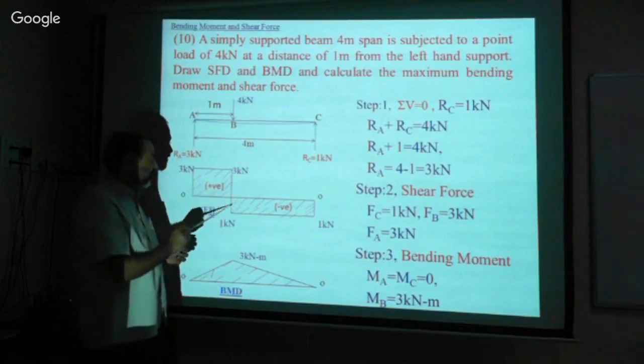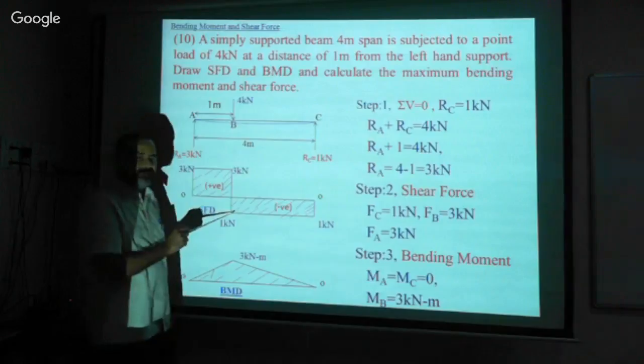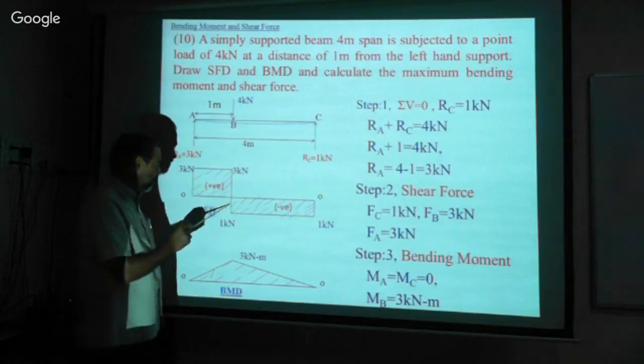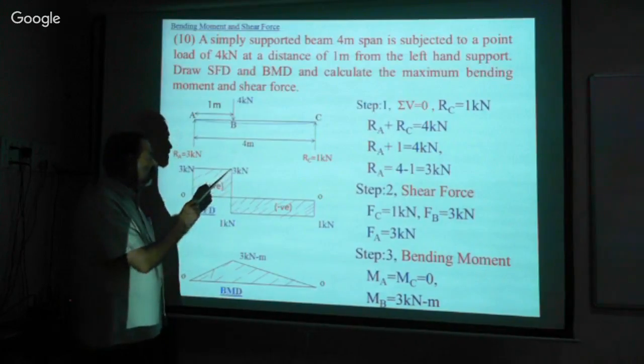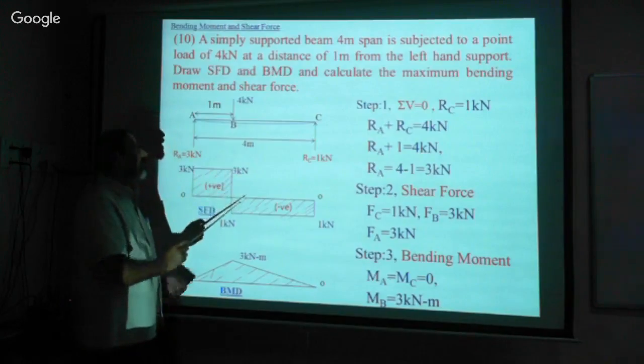That is, from here to here it is 4 kilonewton. Therefore, 3 plus 1 is 4. Above the reference it is 3 kilonewton, and below it is 1 kilonewton.